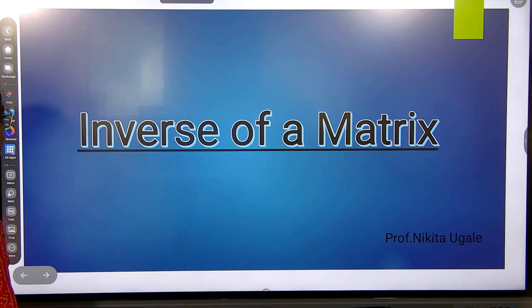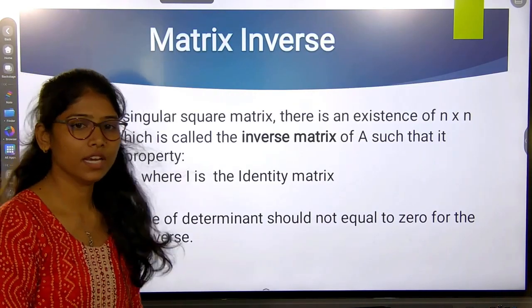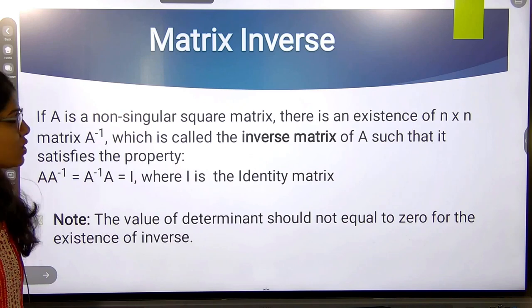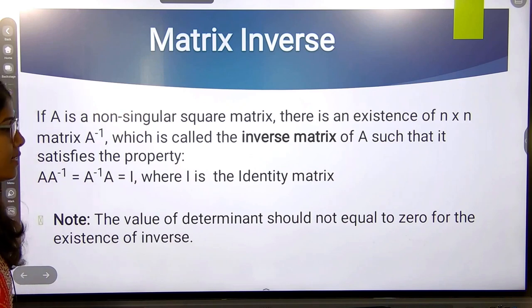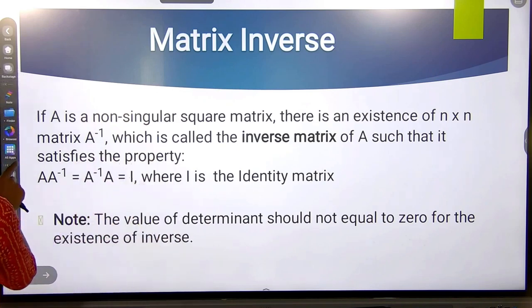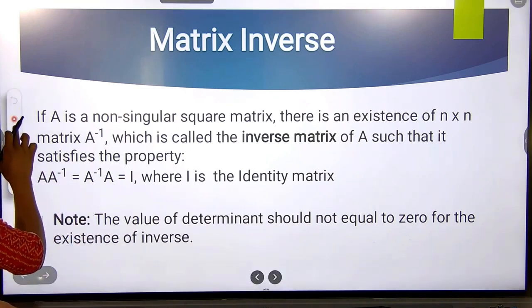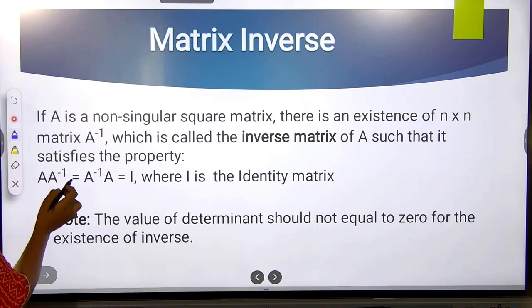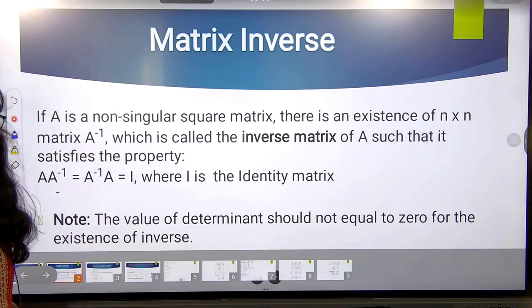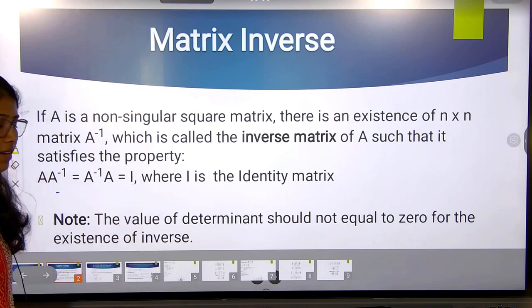So, what is inverse of a matrix? If A is a non-singular square matrix, there is an existence of an n cross n matrix A inverse, which is called the inverse of matrix, such that it satisfies the property A into A inverse equal to A inverse into A equals to identity, where I is the identity matrix.